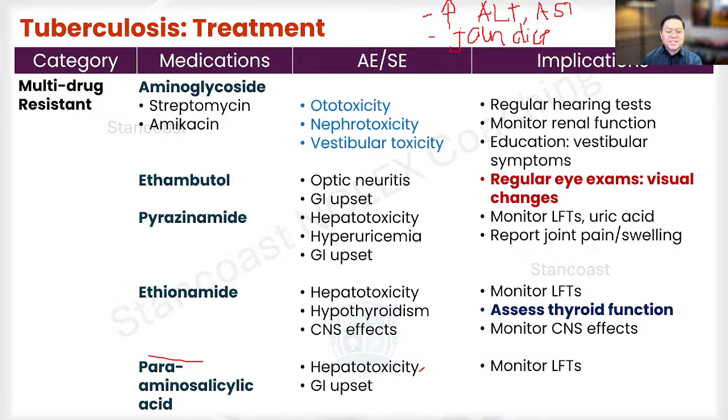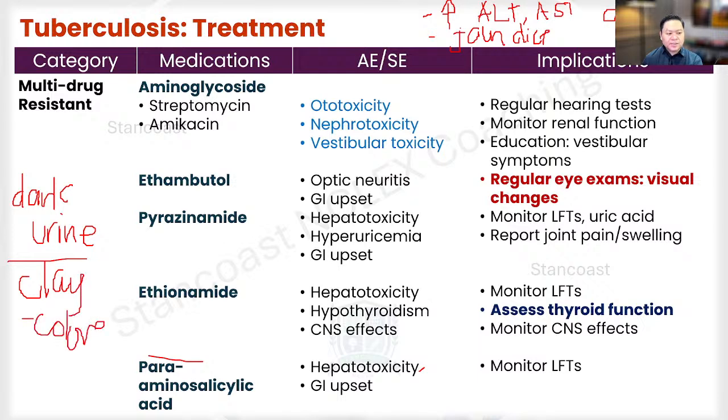Now, another is that their urine color will be dark. Let me just write it out here. Dark urine. Tea-colored urine. And then they're also going to have a clay-colored stool, pale-colored stool. And just the same as a person with a hepatitis, right? Or let's say a hepatobiliary type of disorder.